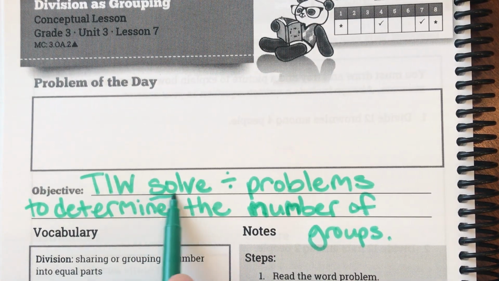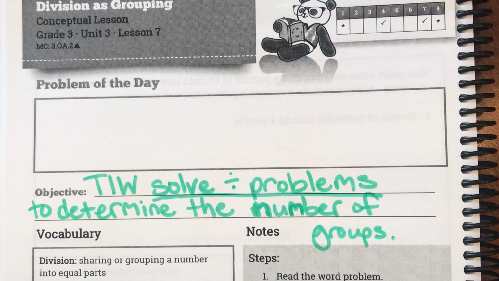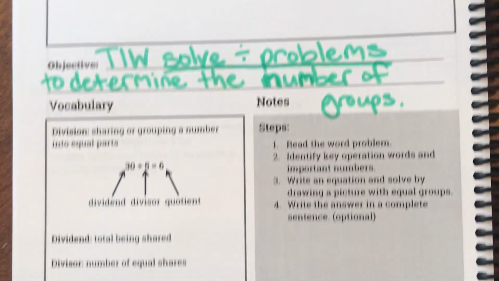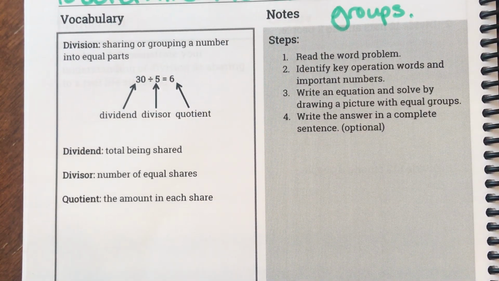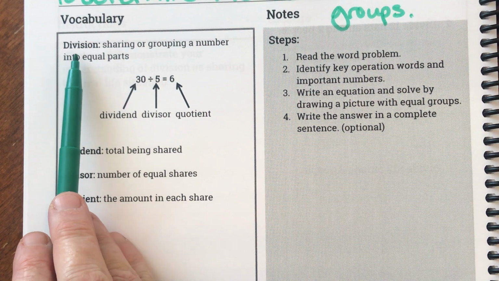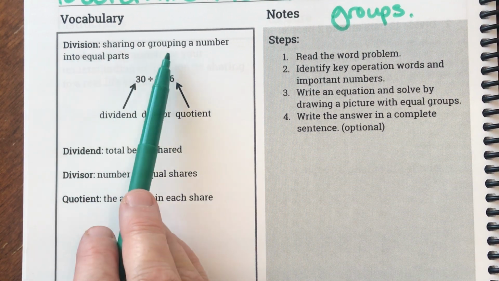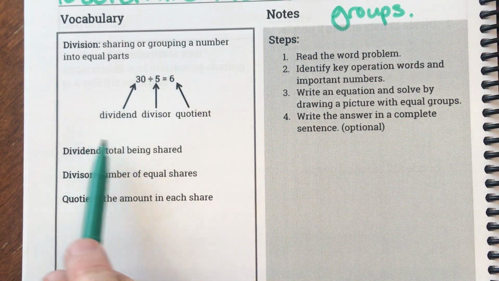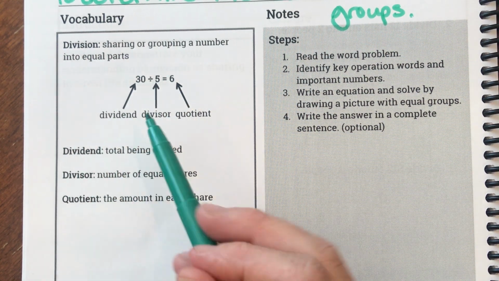Okay, so we're still going to be continuing solving division problems. You're going to notice I'm going to do these a little different than I have our last two lessons though. So let's look at our vocabulary. We have division, sharing or grouping a number into equal parts. So here are our three division words that we need to learn.